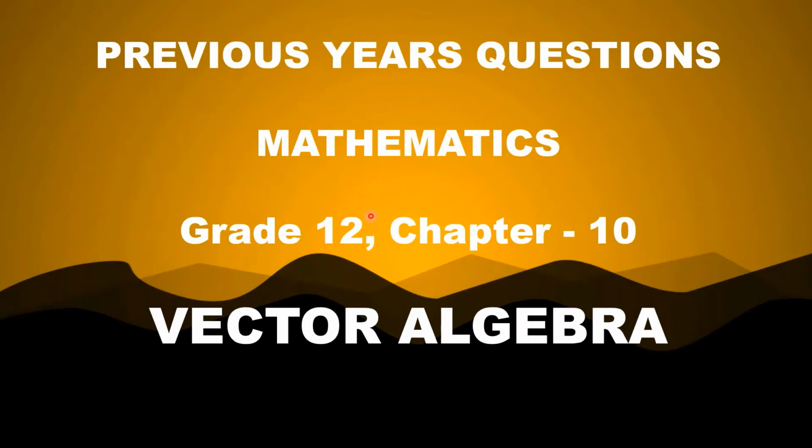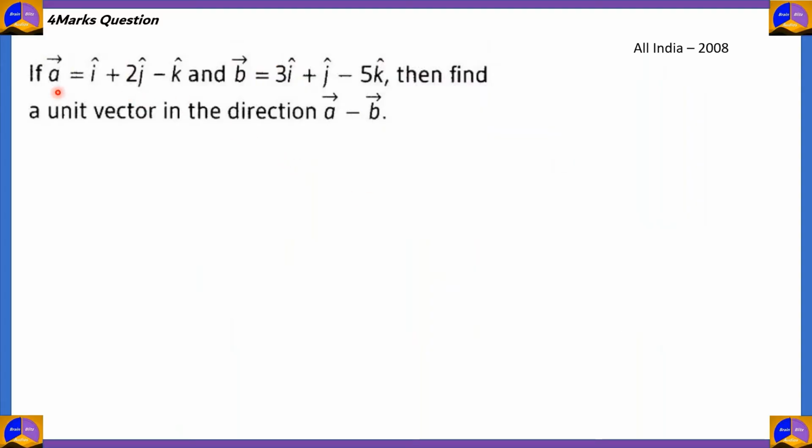With that said, let's move on to our first question of this webisode. If a bar is i cap plus 2j cap minus k cap, and b bar is 3i cap plus j cap minus 5k cap, then find a unit vector in the direction of a bar minus b bar.